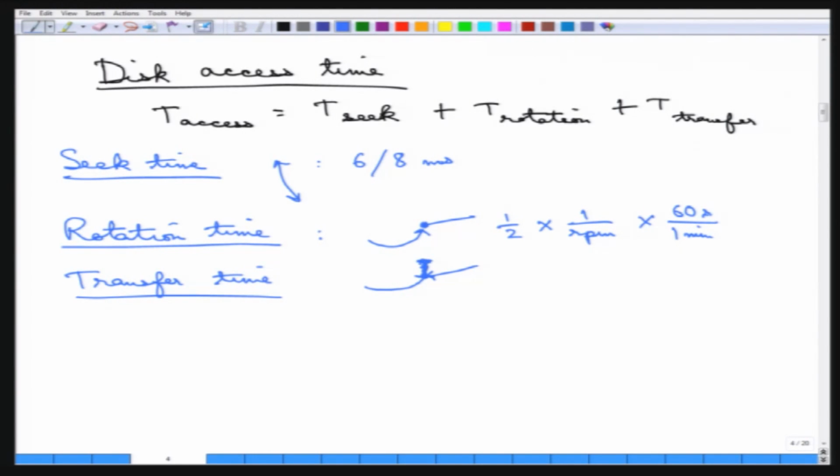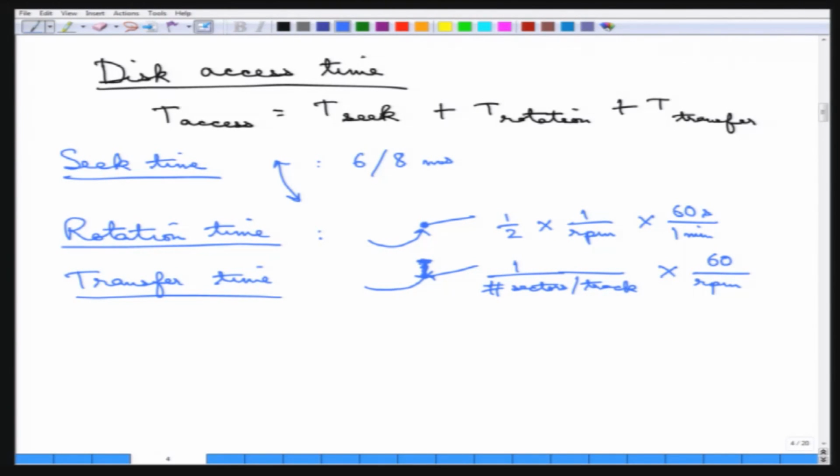That is the rotation time, and the transfer time is the number of sectors. So to read one sector, it's the number of sectors per track into that similar 60 by RPM that we will do. So this is the number of sectors. To read one sector, you require this amount of time, and to convert it into seconds, this is what is being done. So what are some typical disk parameters?